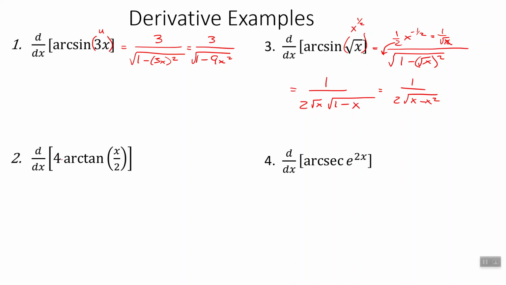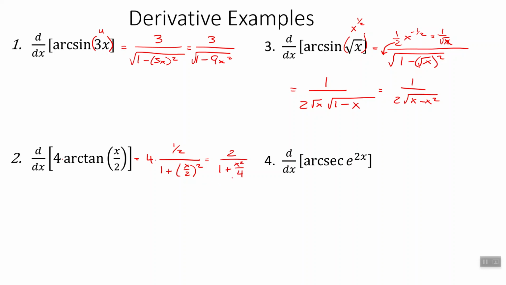All right, next up, we've got a 4 out front. Well, that just means it's 4 times the derivative. Simple as that. Derivative of x over 2 is 1/2. Tangent was 1 plus this guy squared. All right, tangent's the one that doesn't have the square root for whatever reason. So 4 times the 1/2 goes on top. That's just going to be 2 up there. So it's 2 over 1 plus x squared over 4.